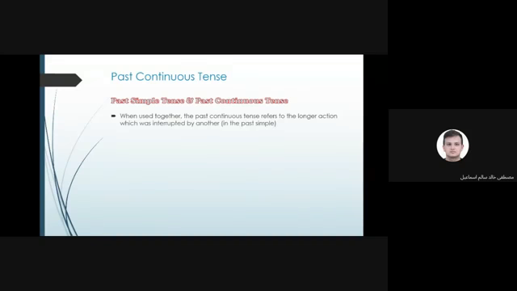Yes. Okay, so we were speaking about using the past continuous tense and the past simple tense at the same time. We said that when we have them in the same sentence, then now you can see the screen, right? I'm sharing it with you. You can see it, right?